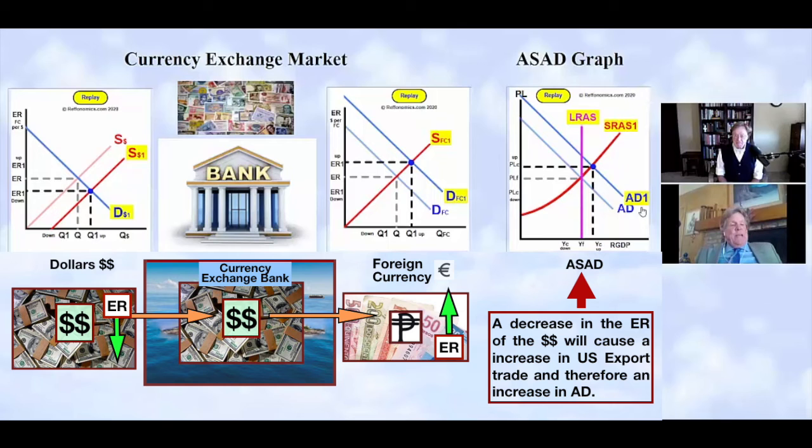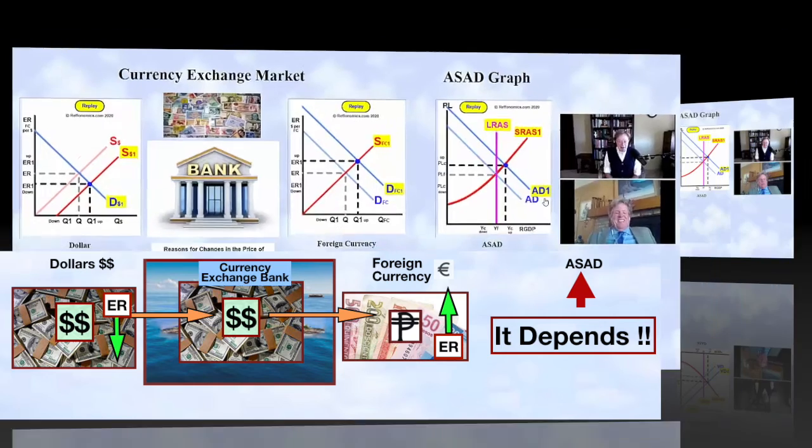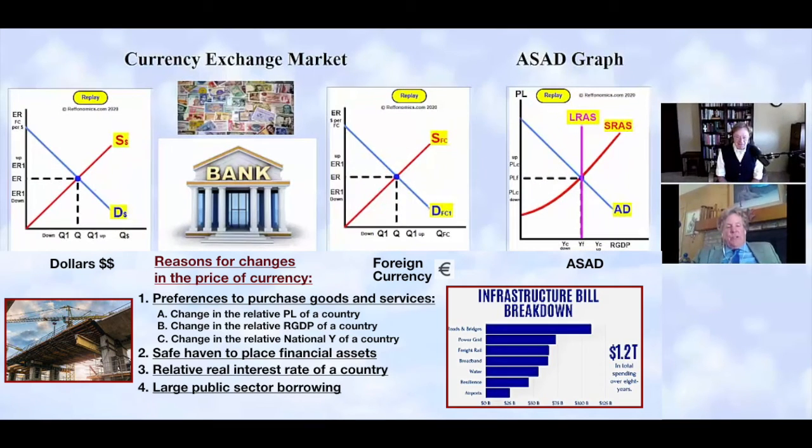So is a weak dollar always good? And the answer, Eric, is what? It depends. The fourth reason for changes in the price of currency is large public sector borrowing. Now, why would large public sector borrowing cause a change in the currency exchange market?